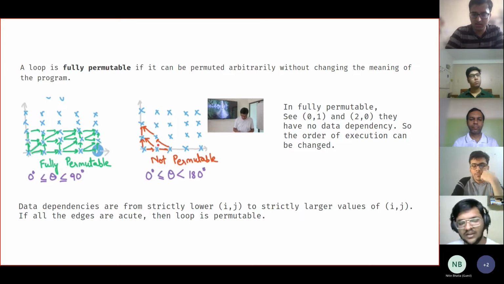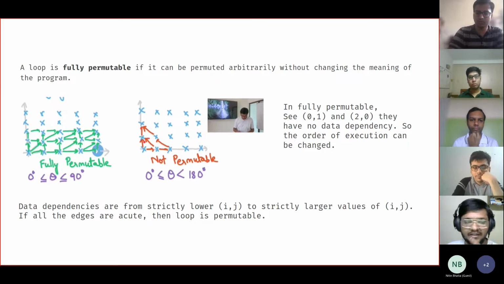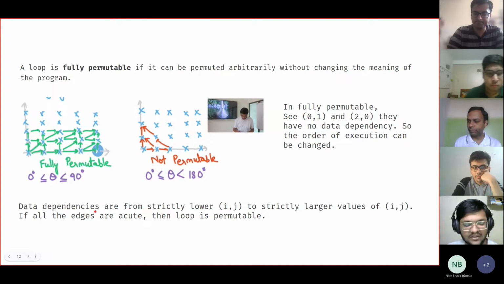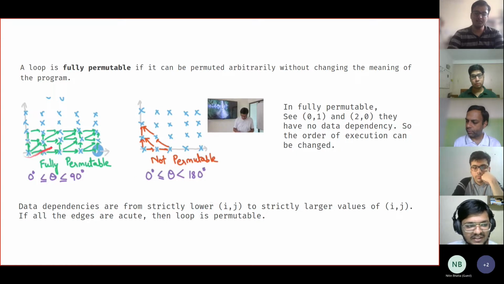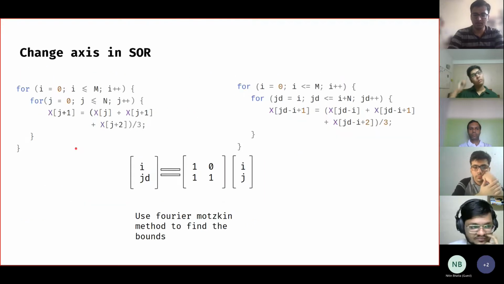So if we change our axis here, then we are just violating the dependency here. So what we want is a permutable loop. The data dependencies here generally go from strictly lower i, j to strictly higher values of i, j, and all the dependency edges are acute here. So in this type of case, our loop becomes permutable.